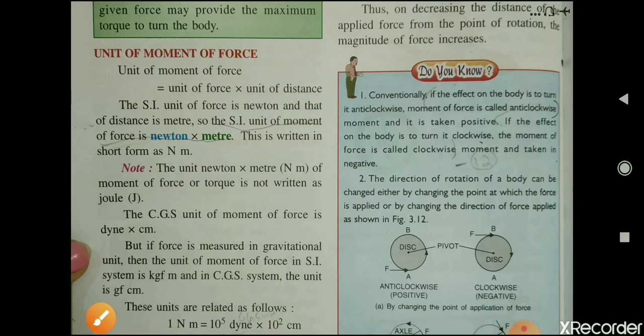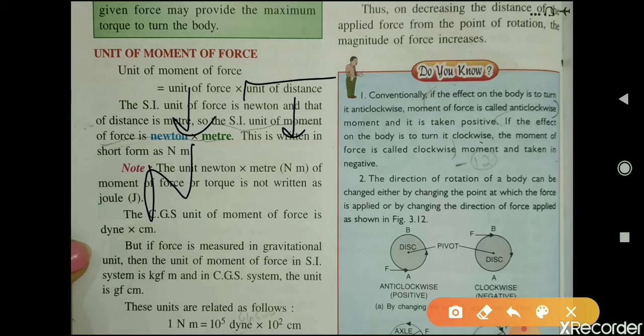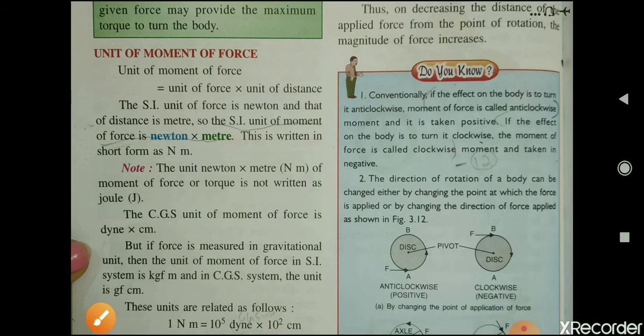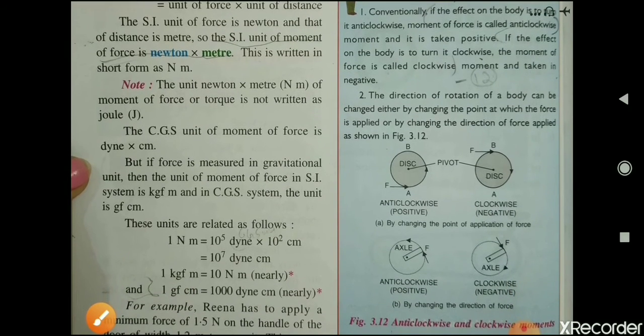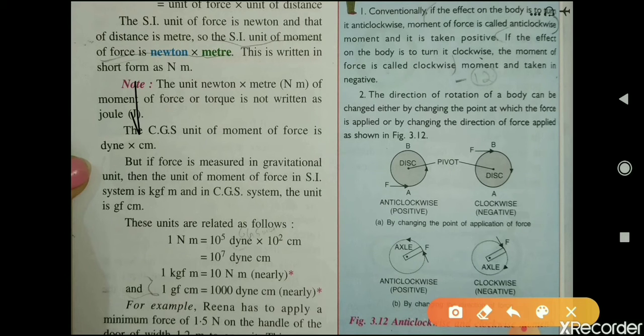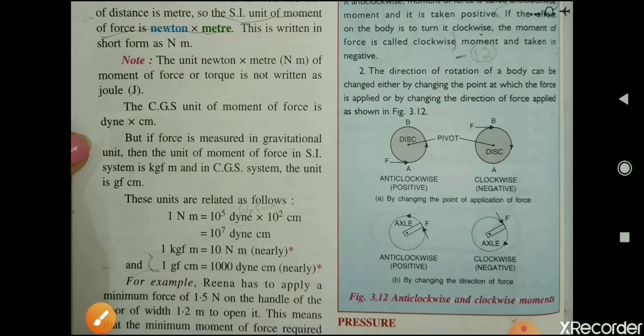So the unit of moment of force will be the unit of force multiplied by the unit of distance. In the SI system, the unit of force is Newton, and the unit of distance is meter. So the SI unit of moment of force is Newton meter. Newton meter is also written as joule, but in the case of moment of force we cannot write Newton meter as joule.